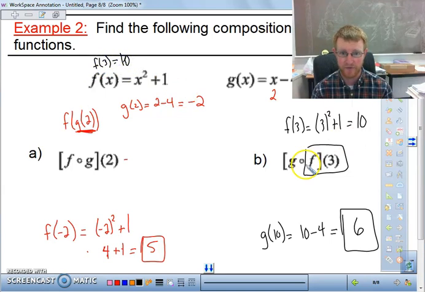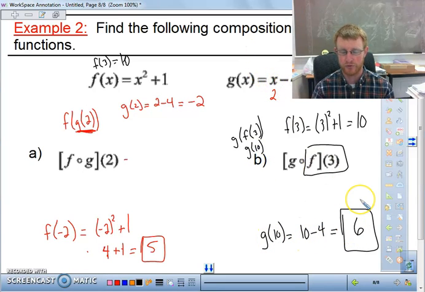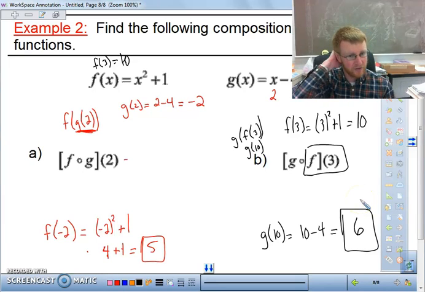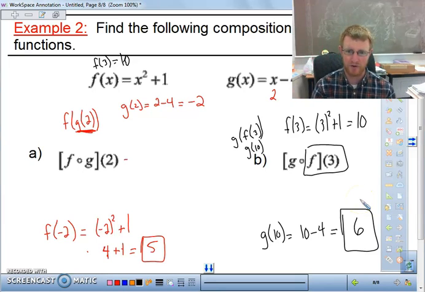And that's what was inside of our composite. So it's g of f of 3, and we just figured out that that was equal to 10, so really we're just trying to figure out what g of 10 is. So we plug 10 in for our x. 10 minus 4 is equal to 6. So hopefully this makes sense. We will obviously be practicing this a little bit in class, so I will see you then.